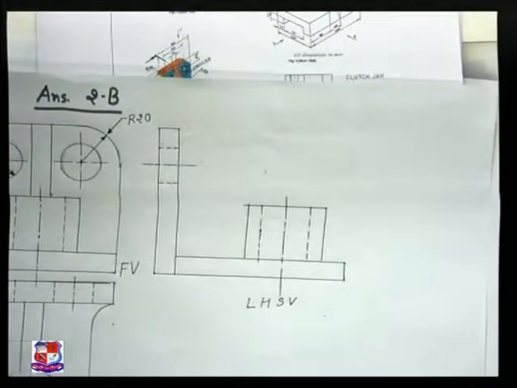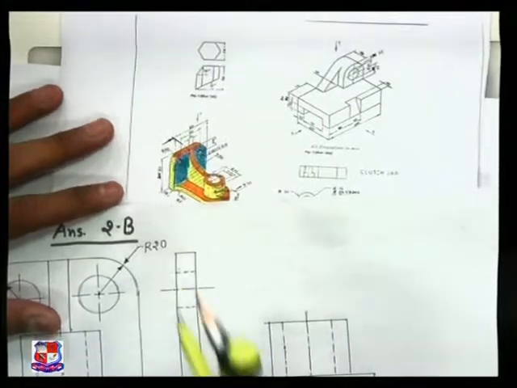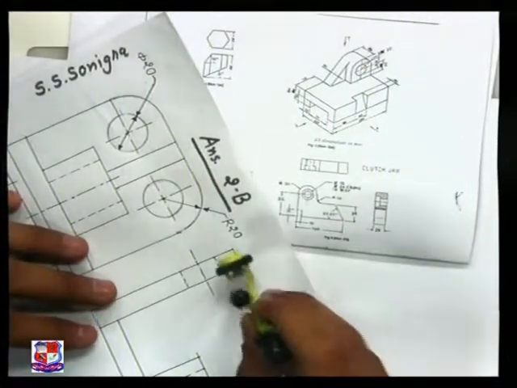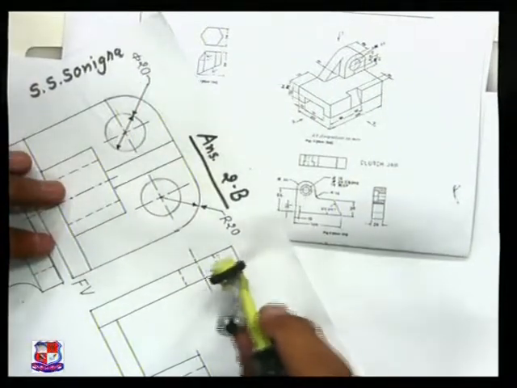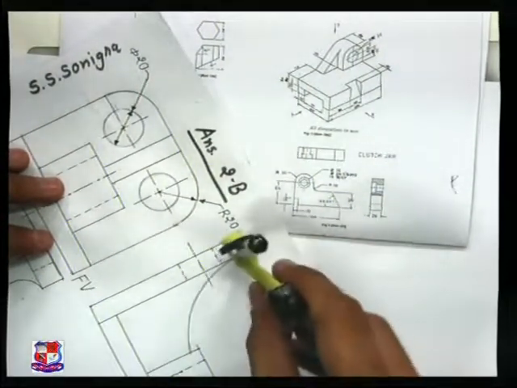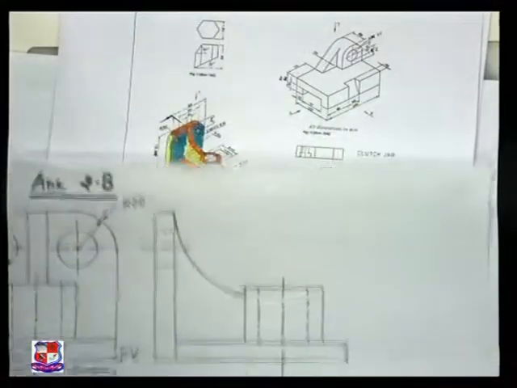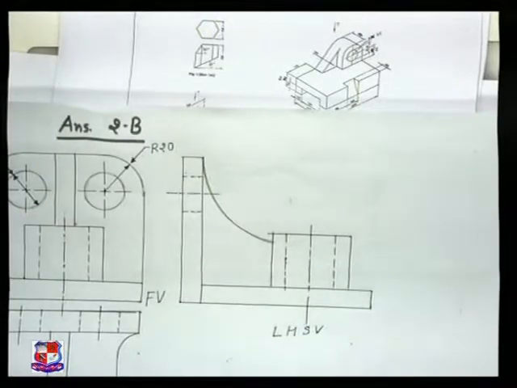Now the last remaining portion is this arc. This arc is given as radius 56. So find out that point, take 56 mm as a radius and draw an arc like this. 56 mm as a radius, draw an arc, and that arc will cut the cylinder at some point over here. So this is left hand side view.